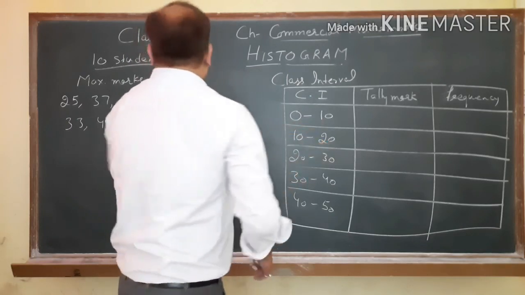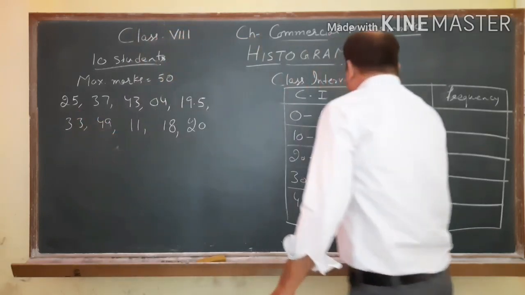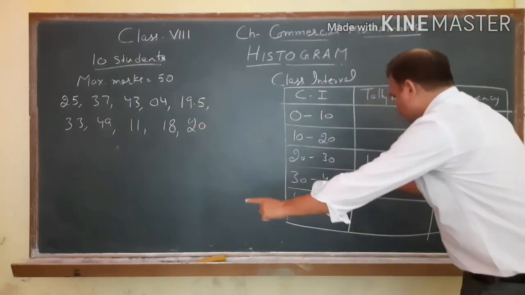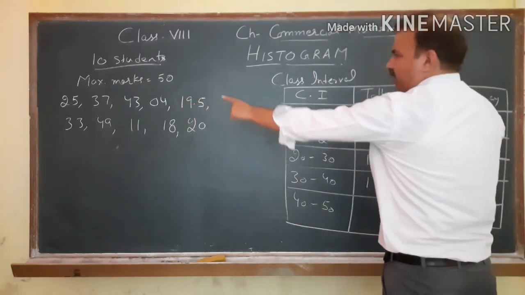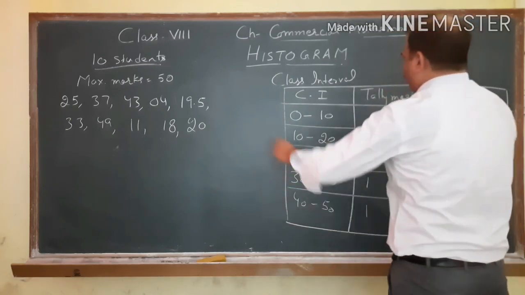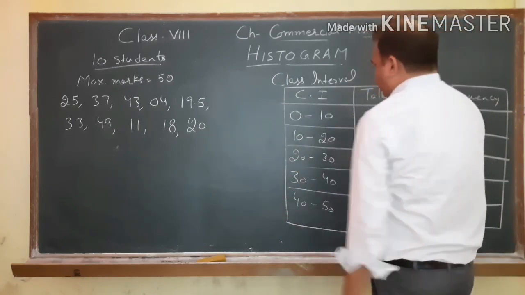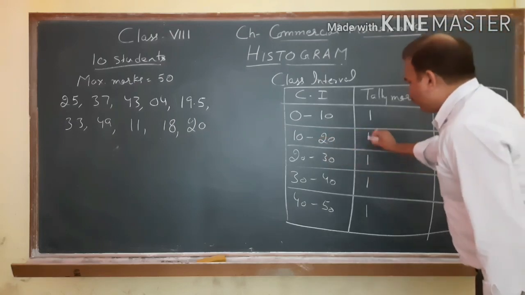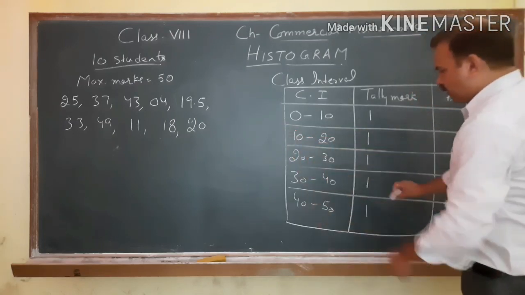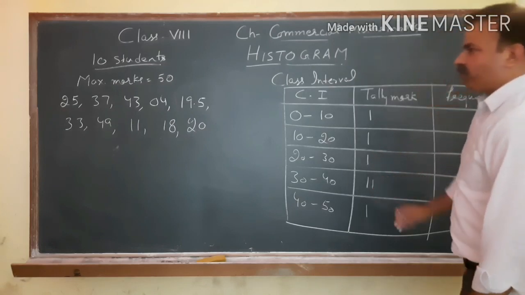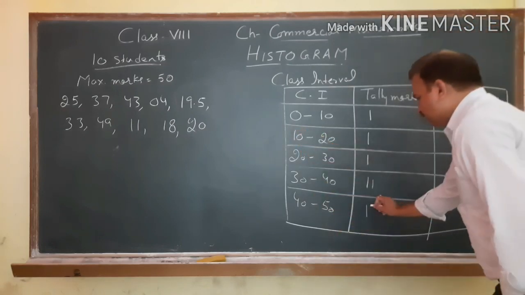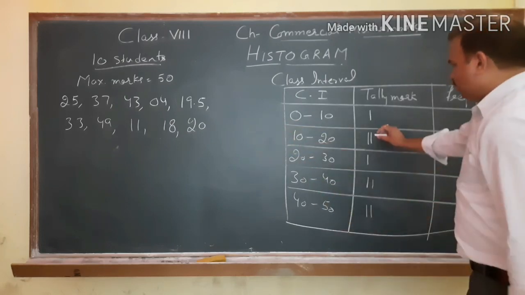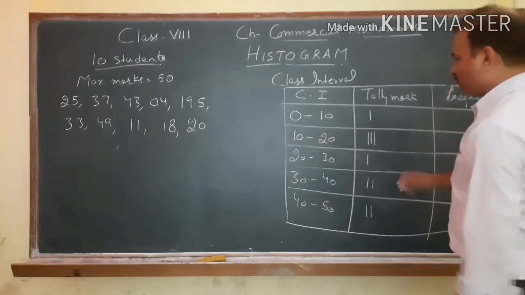Now between 0 to 10, the first is 25, so that will be here. 37 is between 30 to 40, then 43, in this one 4. Now 19.5, this is 10 to 20, so this is 19.5. 33, between 30 to 40, then 49, in the last one. 11, second one, and 18 again in the second one, then 20.